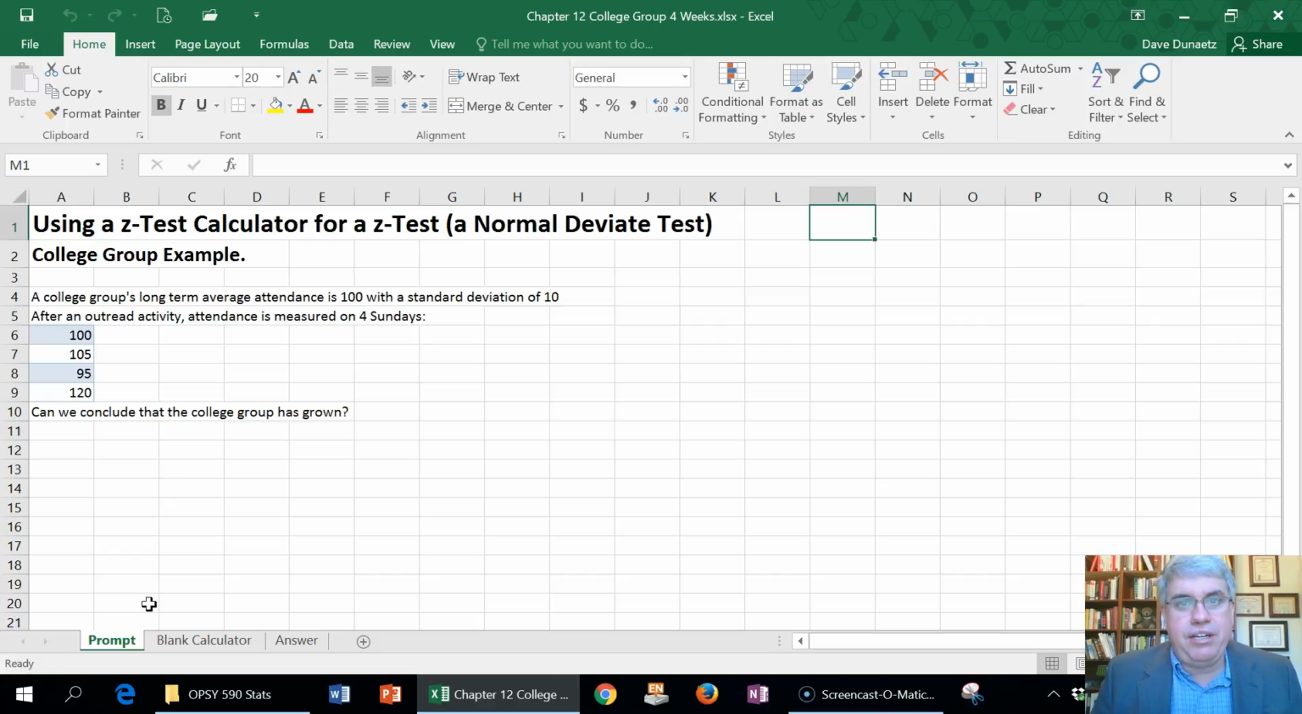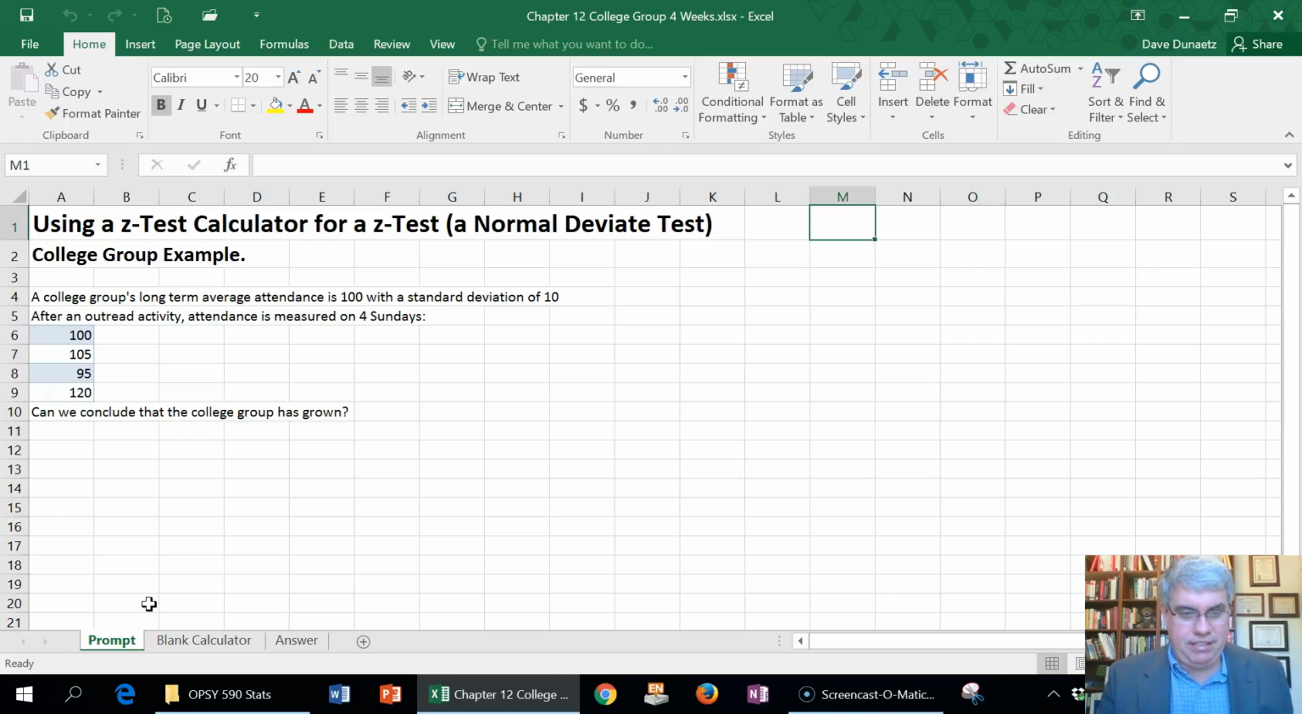They have a big outreach activity that they use to attract more people to the group. And then afterwards, they measure the attendance on 4 Sundays to see if the group has grown. The first Sunday, attendance is 100, no change. Second Sunday, 105. Next Sunday, 95. And then on the fourth week, it's 120. And so it looks like on the average, it's higher than 100. But is this enough evidence to conclude that the group has really grown? That's what we want to find out.